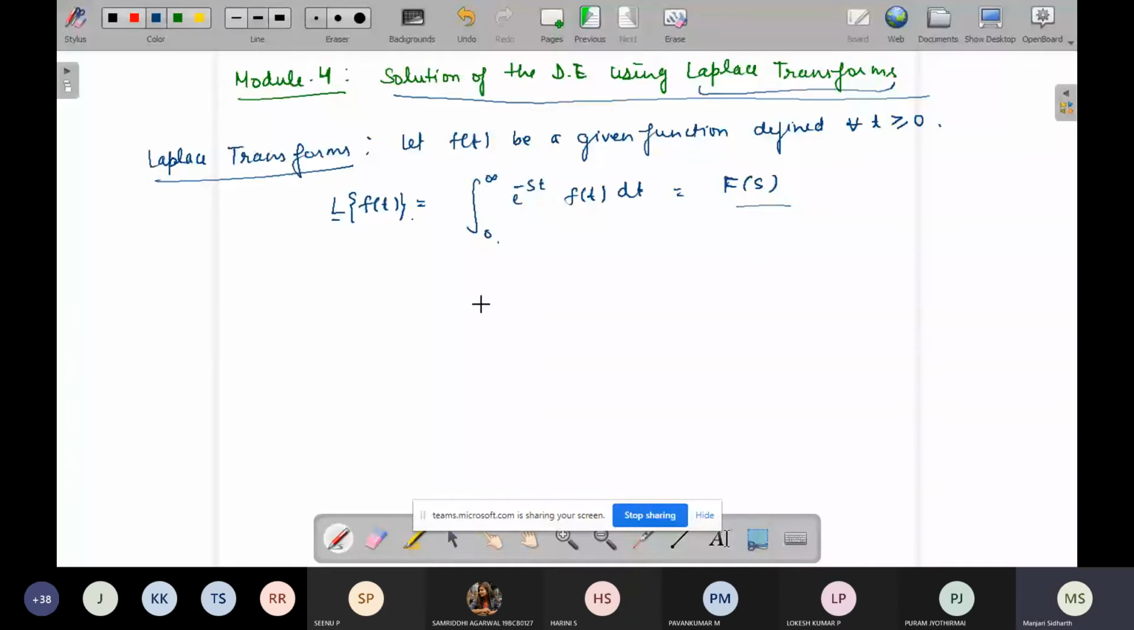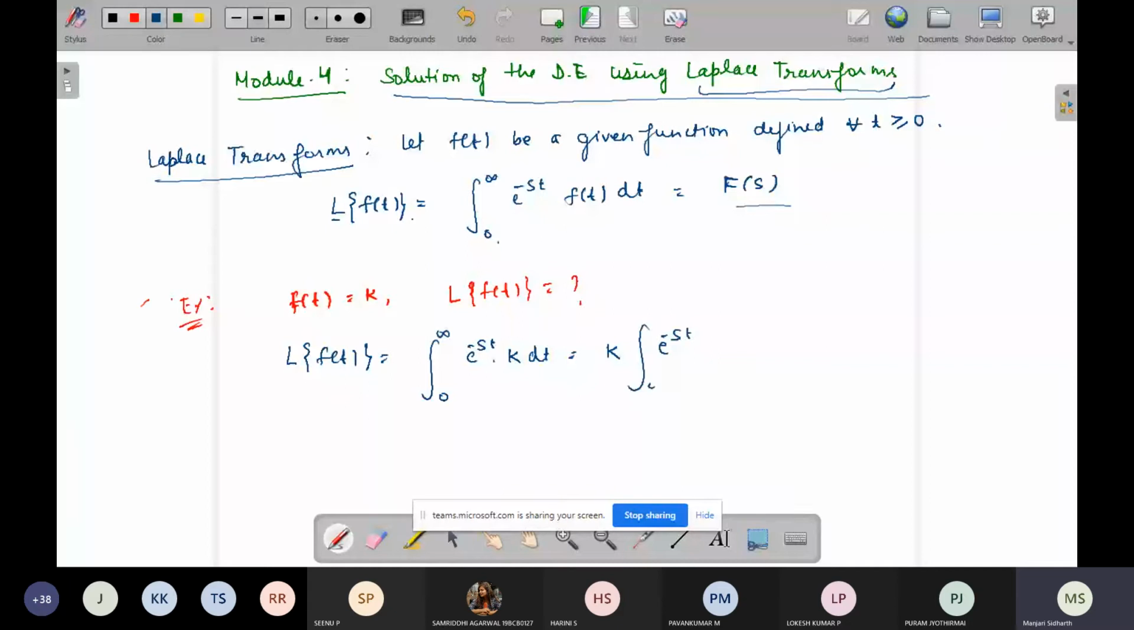Now we have some formulas for this. First one, find the Laplace transformation of the constant function. Means if f(t) is k, some constant function, then what is the Laplace transformation of f(t)? So you can directly use the definition: integral from 0 to infinity of e^(-st) times the constant dt, right? K you can take outside.